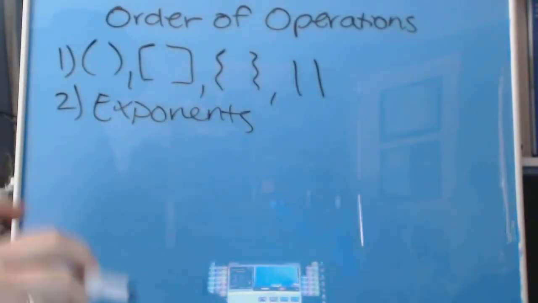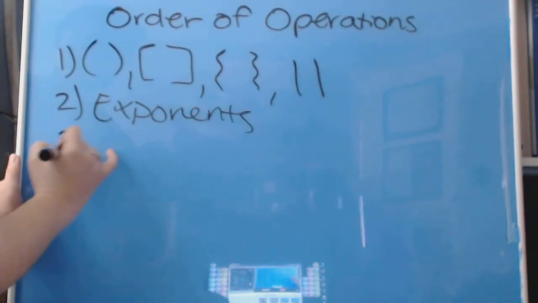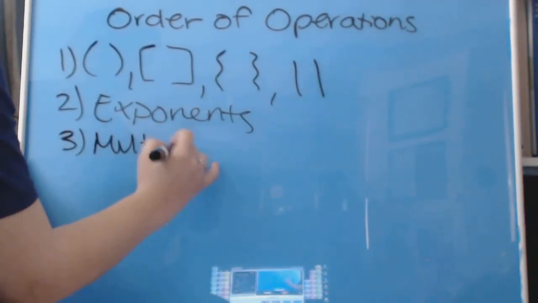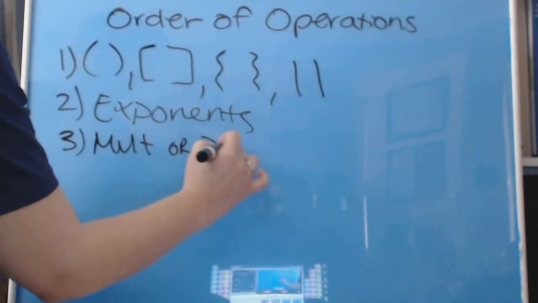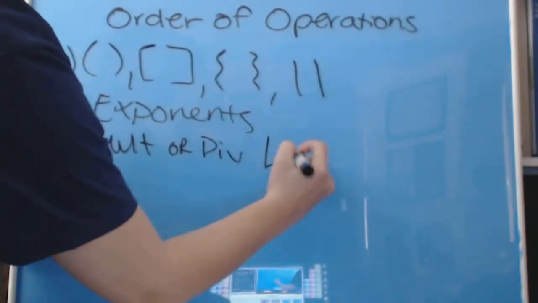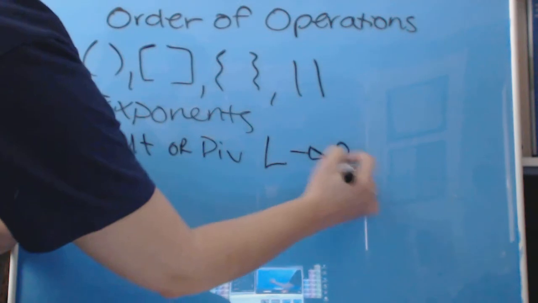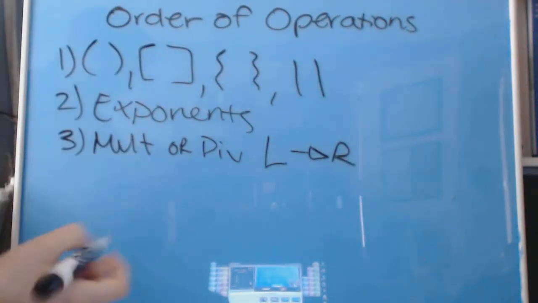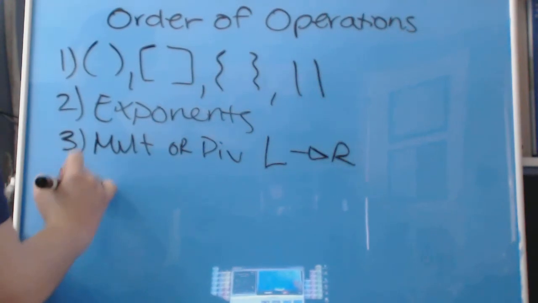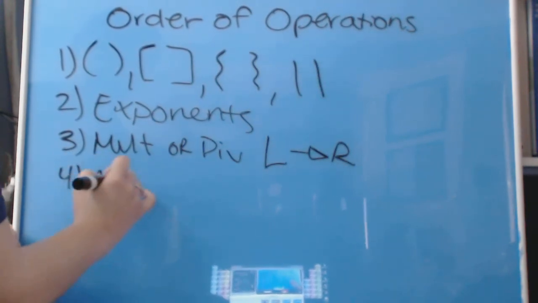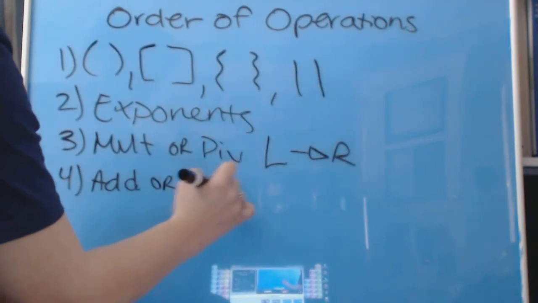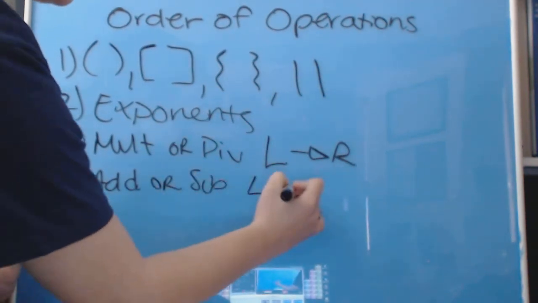And then the third thing we want to focus on is multiplication or division from left to right. We read left to right, therefore we do math left to right, basically, how it goes. Then the fourth thing is that we add or subtract from left to right.